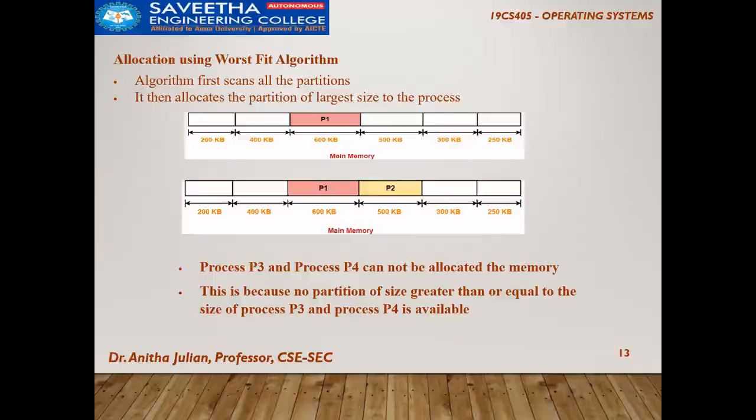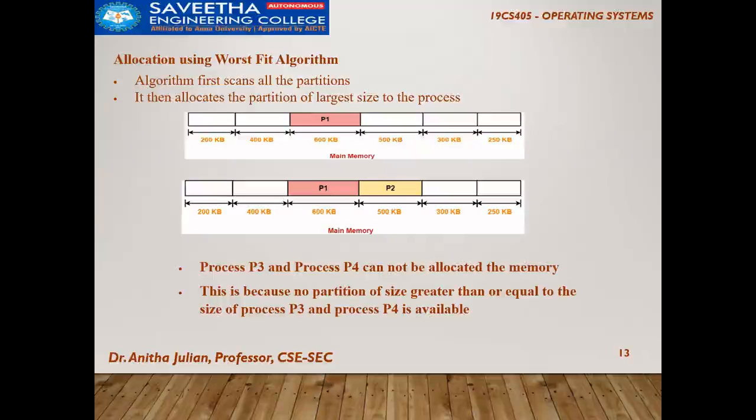Whereas if you go for worst fit, we will be fitting the first process to the biggest partition. So obviously this takes the 600 KB partition, the next takes the 500 KB partition, whereas the remaining partitions are all smaller than 400. The remaining two processes are greater than 400 and they are unable to be fitted within these remaining partitions. So process 3 and 4 cannot be allocated the memory because no partition size is greater than or equal to the size of P3 and P4.